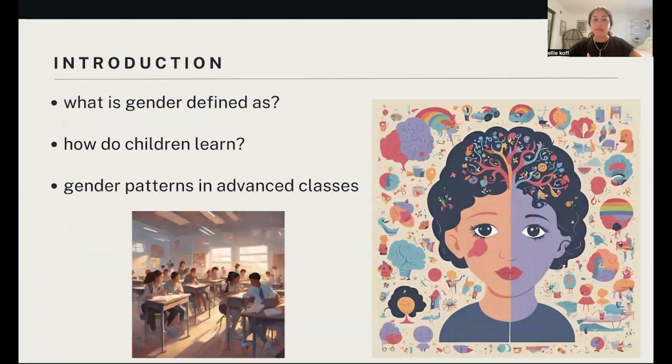So, first, before we get started, I think it's important that we touch on what gender is defined as, understand how children learn, and look at some gender patterns in advanced classrooms. So, first, what is gender defined as? Gender can be defined as the way an individual chooses to express themselves through feminine or masculine traits. Some examples of this could be the clothing that a student wears, their appearance, language, their speech, and certain behaviors.